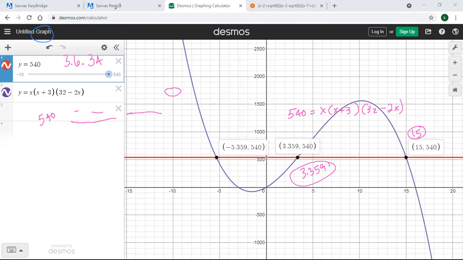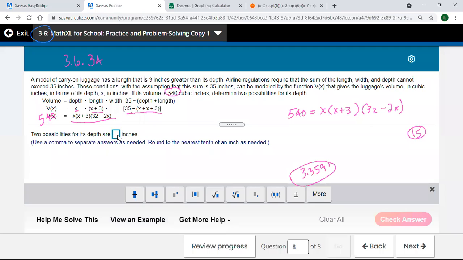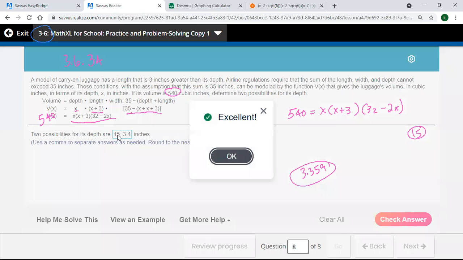So let's take a look at what Savas wanted for their answer. They said 2 possibilities of the depths. Use comma to separate, round to the nearest 10th. So we should be able to use their answers. We had the 15, and to the nearest 10th, 3.359 would be 3.4, right? Because the 5 after the 3 would say round up. And so enter that, and we got it.